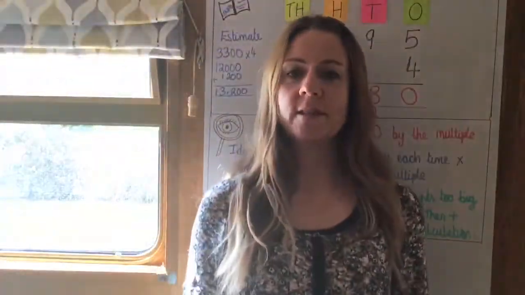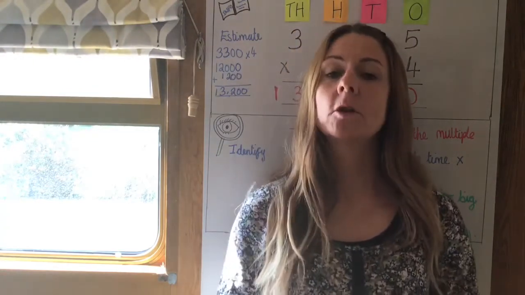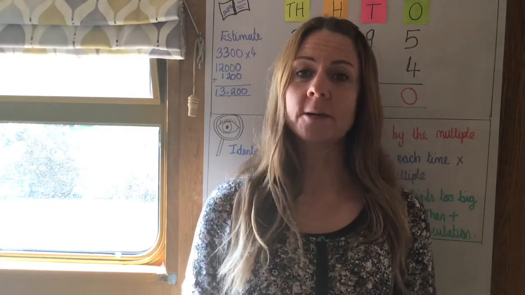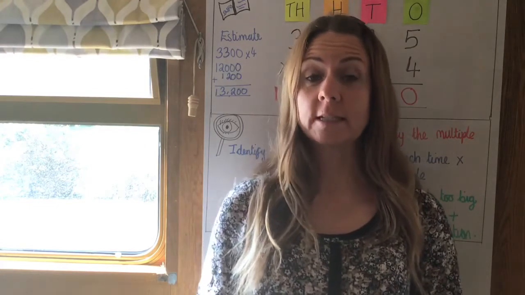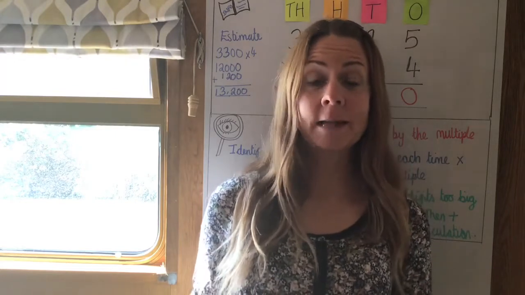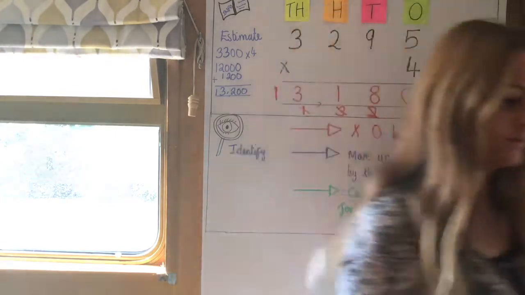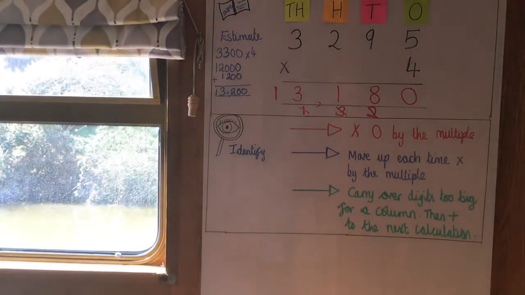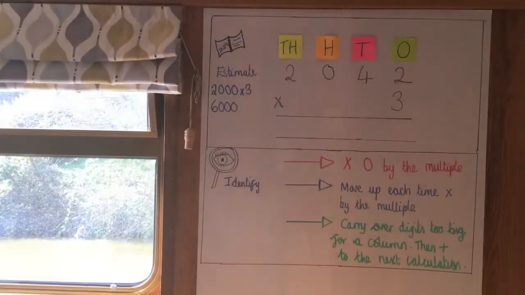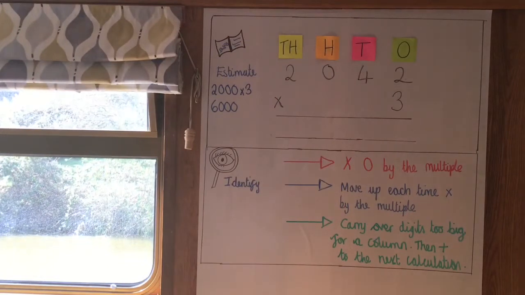So I want you to try this next calculation that's coming up in the next clip. I want you to try that using our method. And then I'm going to talk through it to see how you get on before our activity. So have a go, get your pen and pencil ready to write down this next calculation. So have a go at 2042 multiplied by 3 using the steps below. Pause the video here.